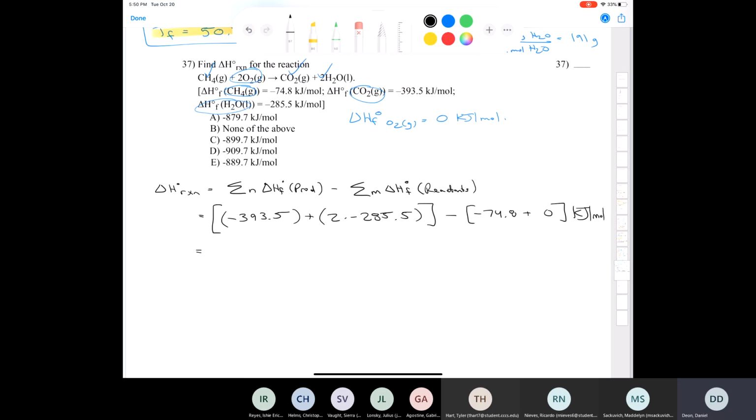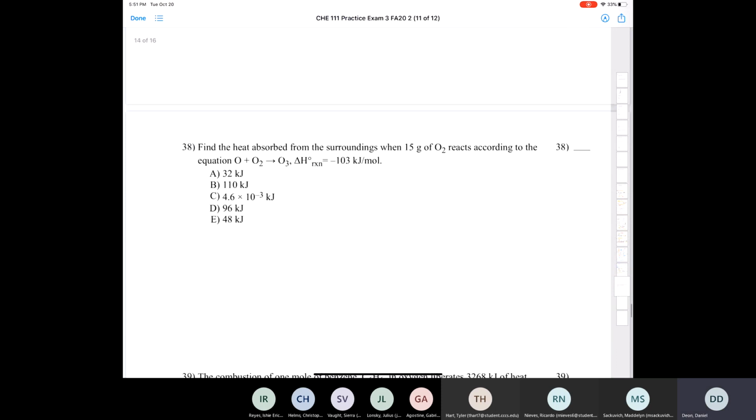And you end up with negative 964.5, subtract negative 74.8 kilojoules per mole. You subtract a negative, it's like adding it, and we end up with negative 889.7 kilojoules per mole as the standard change in enthalpy for that reaction. And we're talking about this reaction right here, and there's our change in enthalpy for that reaction, which is negative 889.7 kilojoules per mole.